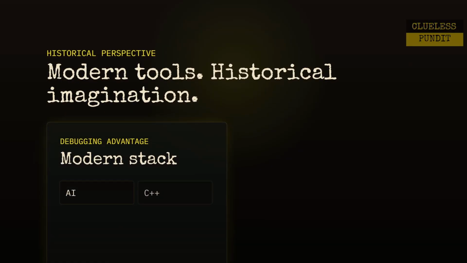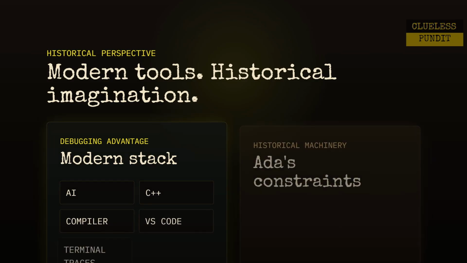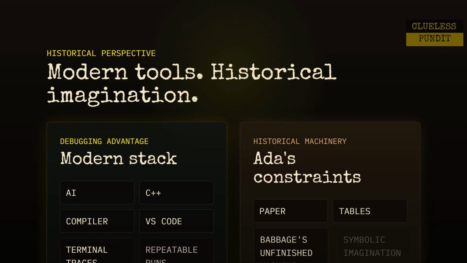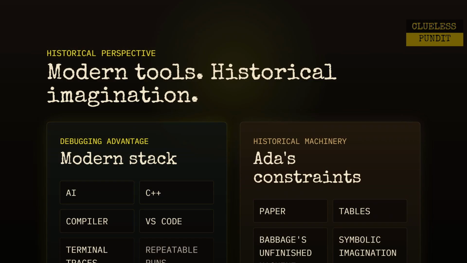Yes, I found defects in Lady Lovelace's algorithm. Wonderful. Give me a fucking biscuit. But I found them using AI, a high-level programming language, terminal traces, and the ability to run the same experiment over and over until the machine confessed. Lady Lovelace did not have that. She did not have a compiler. She did not have a working Analytical Engine. She did not have VS Code sitting there with colored brackets like a tiny judgmental Christmas tree. She had paper and Babbage's unfinished machine, and the task of imagining how symbolic procedure could work on hardware that did not yet exist. That is a ridiculous cognitive load.